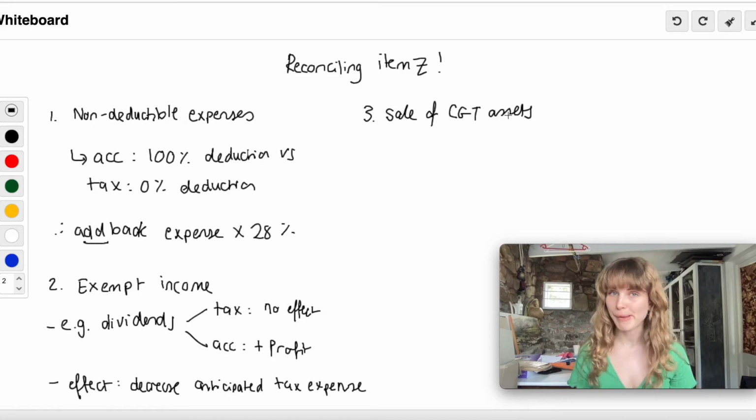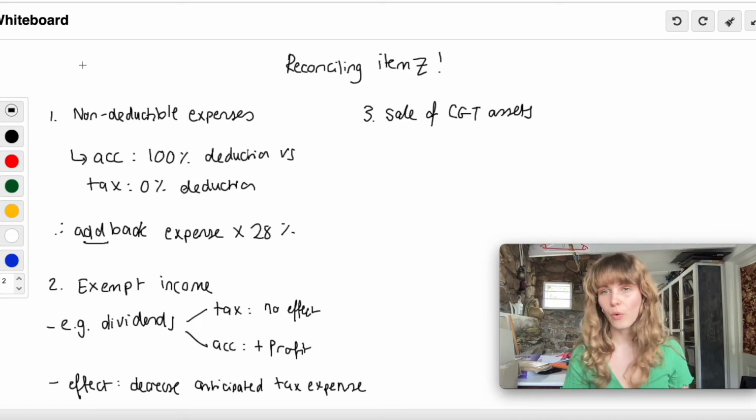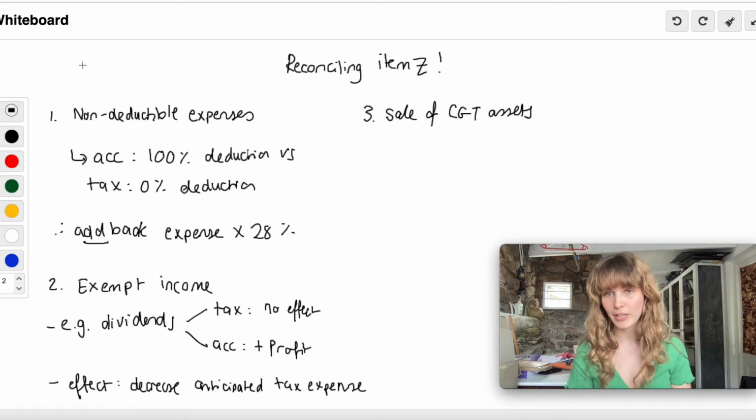A nice one to remember is our sale of capital assets, because in tax we know that we get an 80% inclusion into our taxable income, whereas in accounting we would recognize a full 100% inclusion, right, on the profit. Therefore, our accounting profit is greater than our tax profit, so it will need to be decreased by that difference.